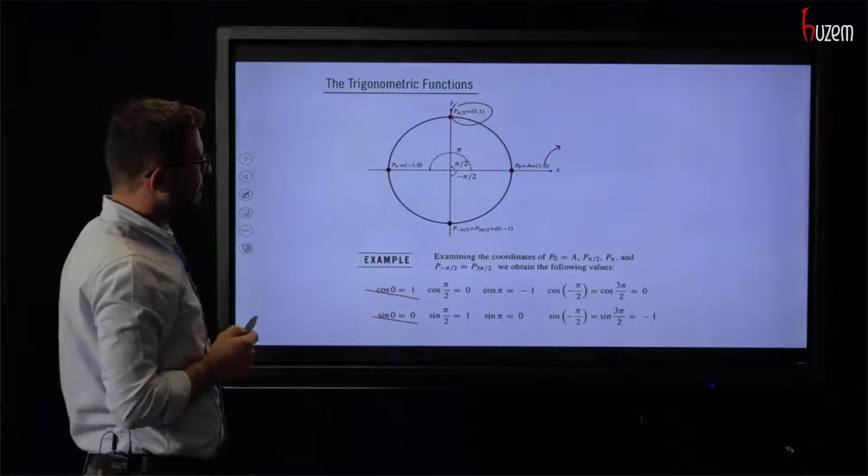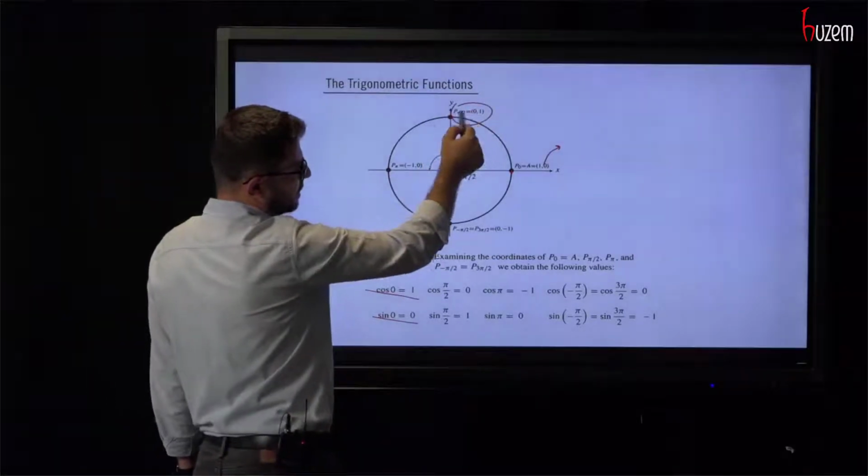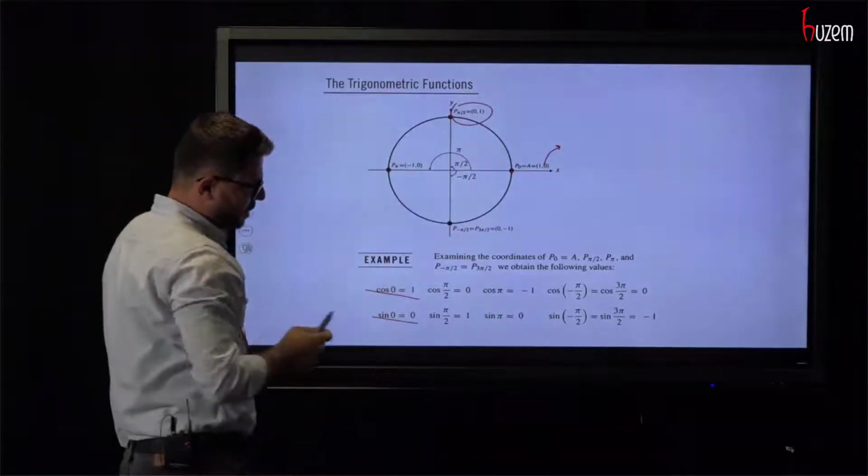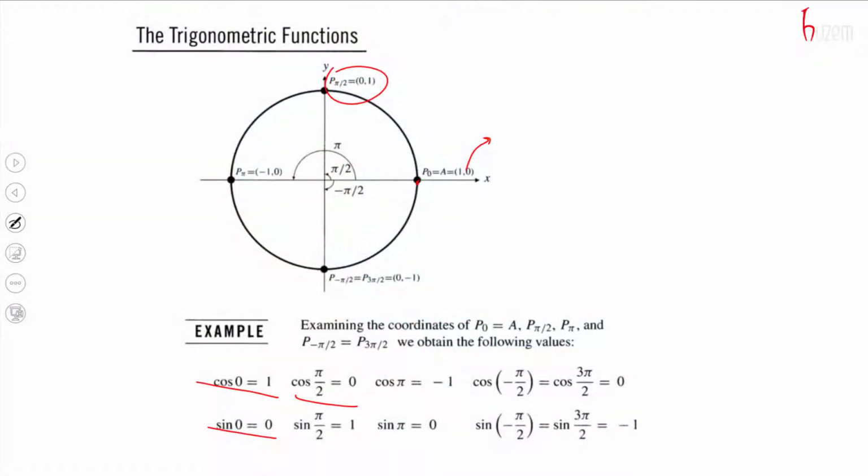At this point, we know the x coordinate is 0 and the y coordinate is 1. So that means cosine is 0 and sine is 1 at that point. Okay, move on to the next angle. We have angle pi. At that point, we have x is -1 and y is 0. So it means our cosine value is -1 at pi and sine is 0.